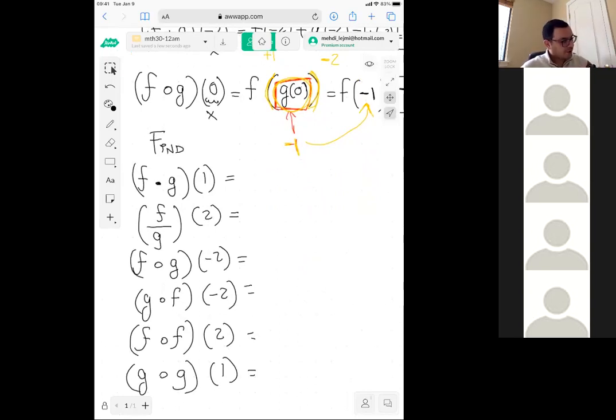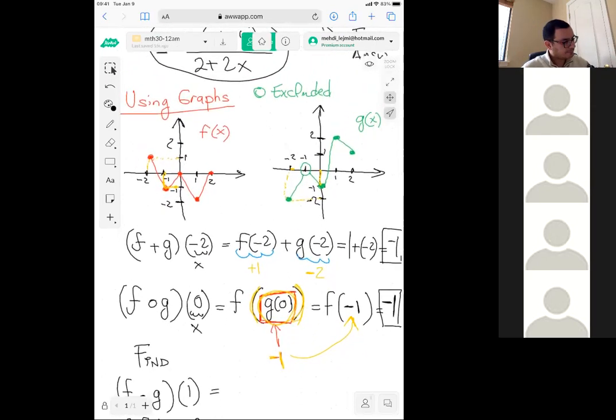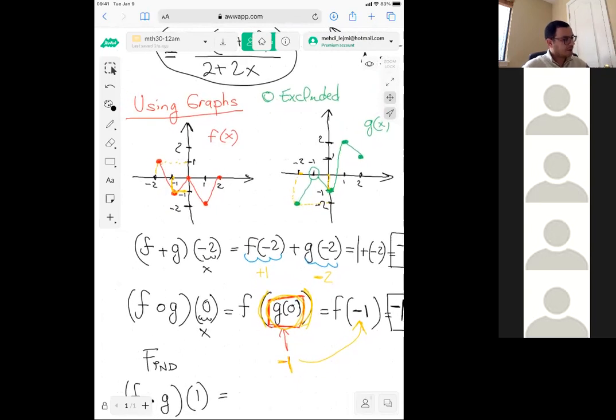Yes, sure, I can go back to the graphs. I can probably erase the yellow lines here. Probably they're kind of confusing.